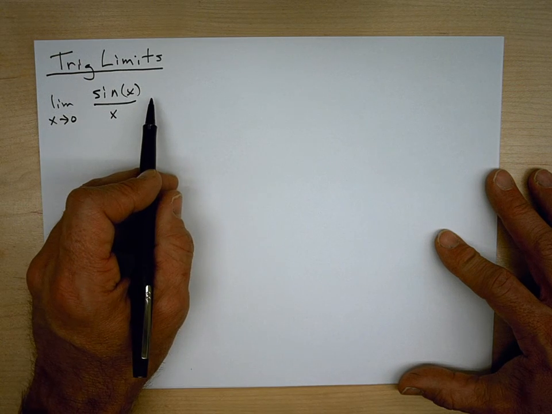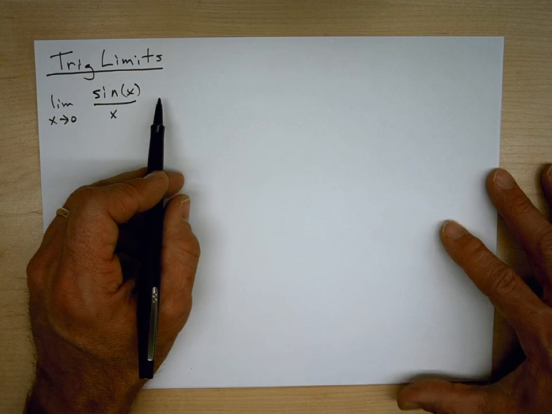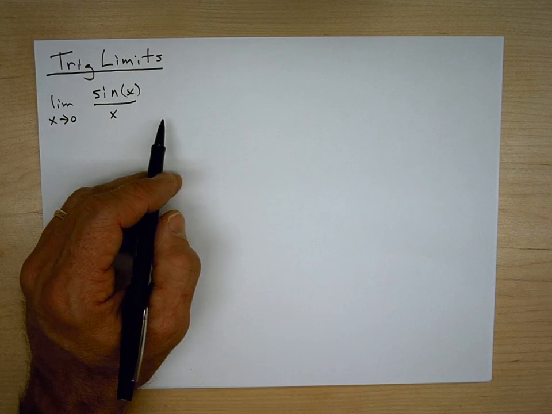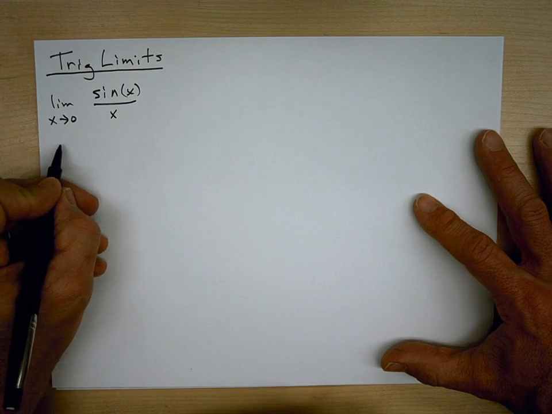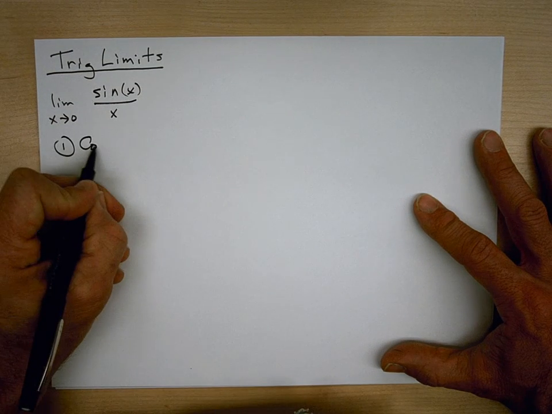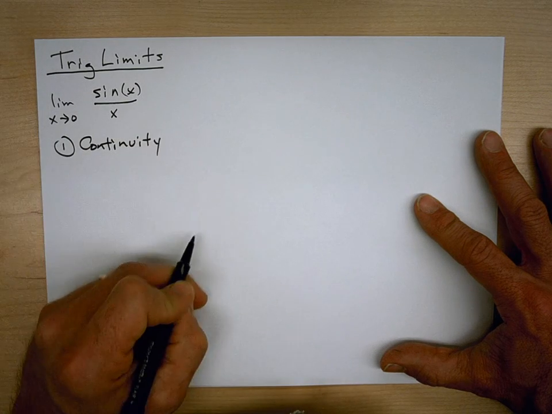But again, we're still kind of making a bit of a guess. It's still a conjecture. We haven't actually established with mathematical certainty that this limit actually is 1. So we have a few methods that we've looked at. One, we can use continuity to get that kind of mathematical certainty about a limit.